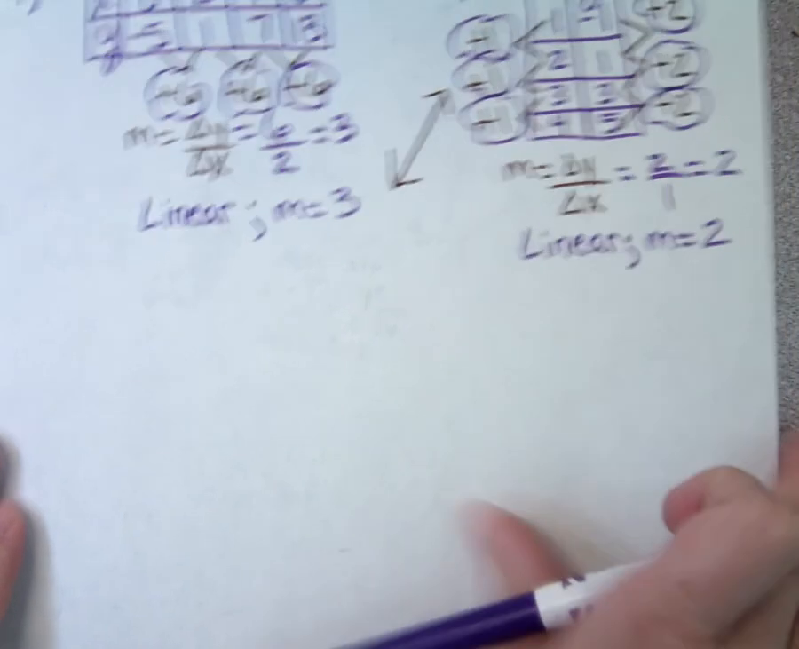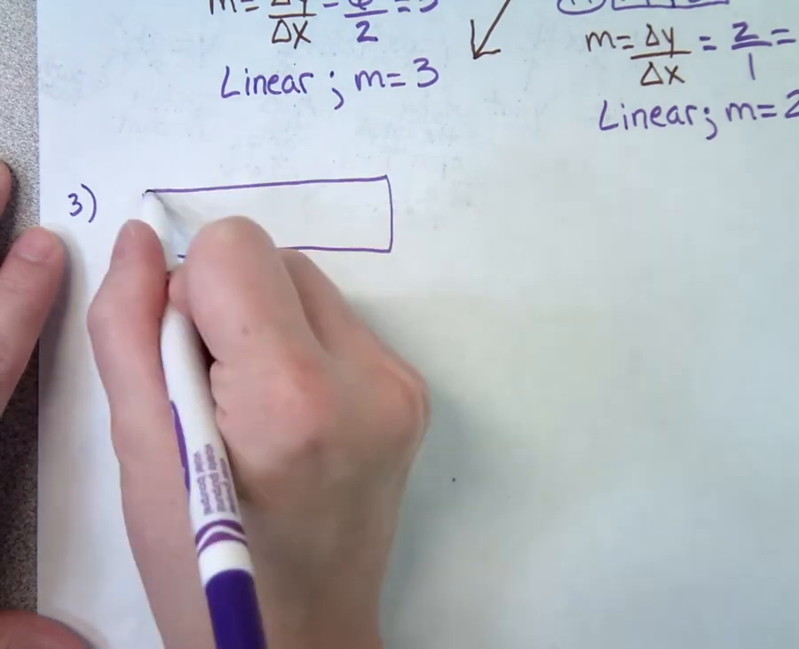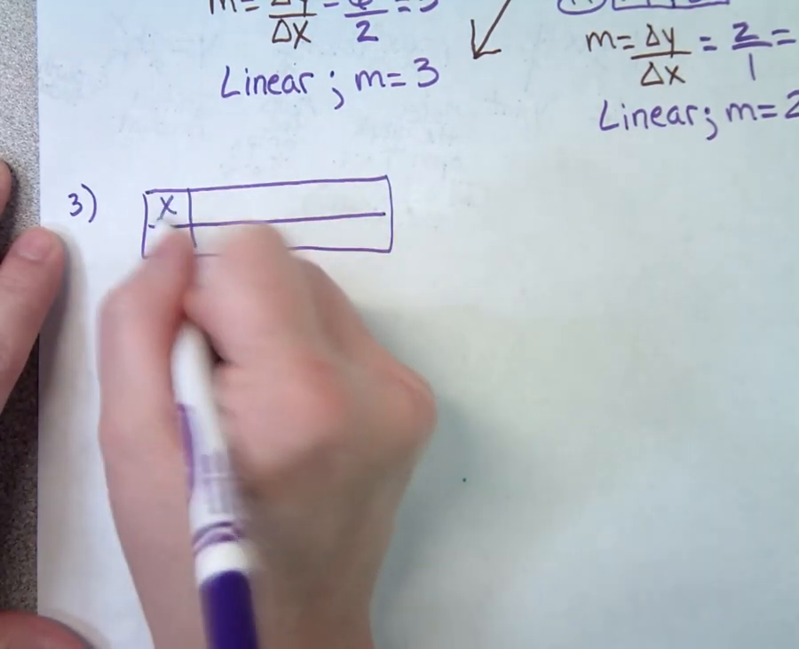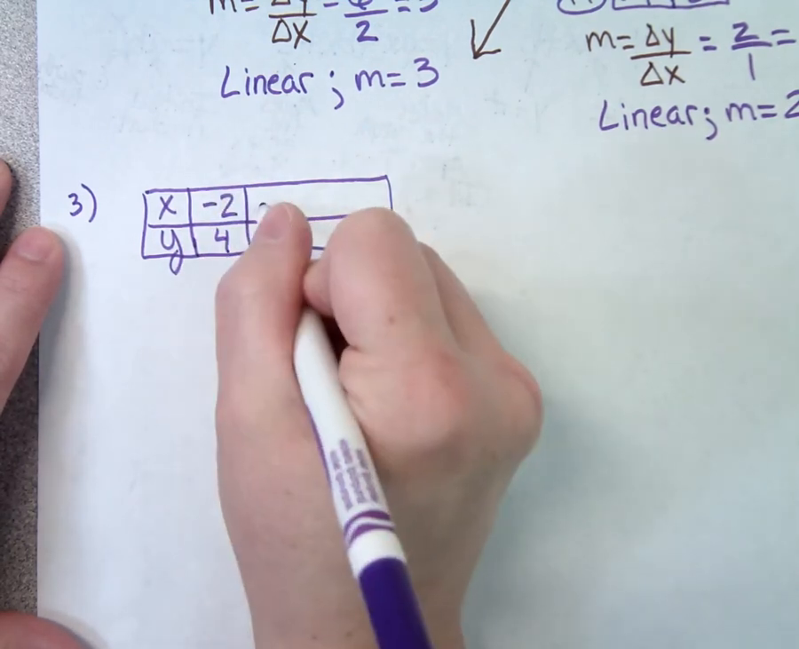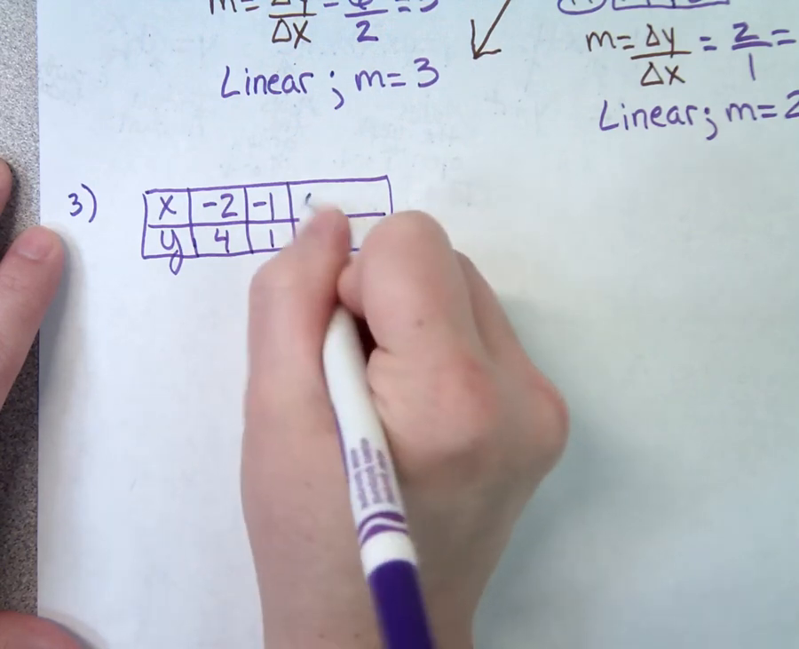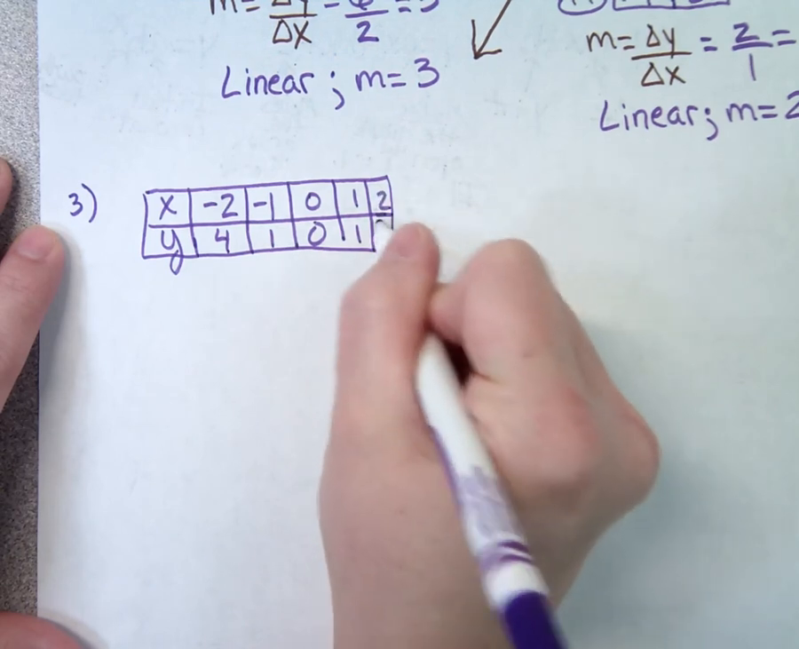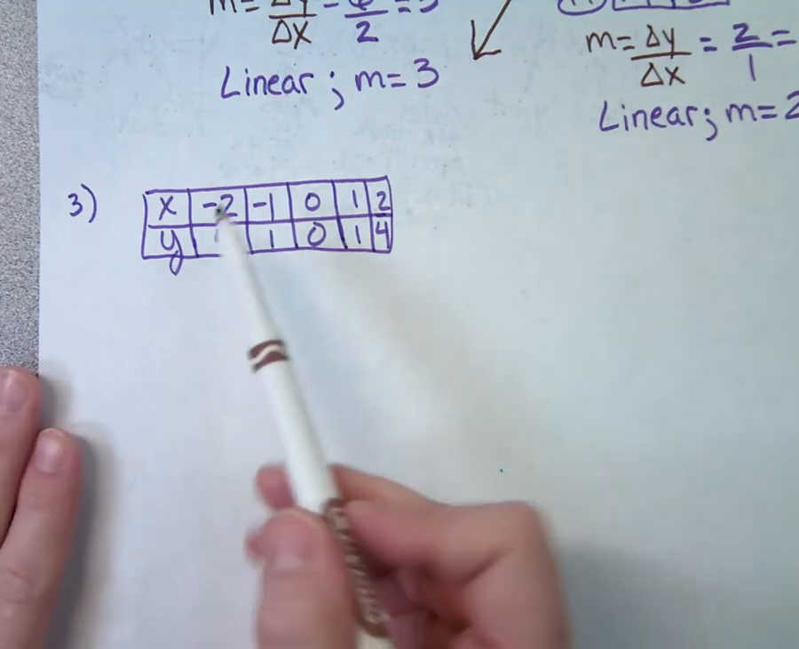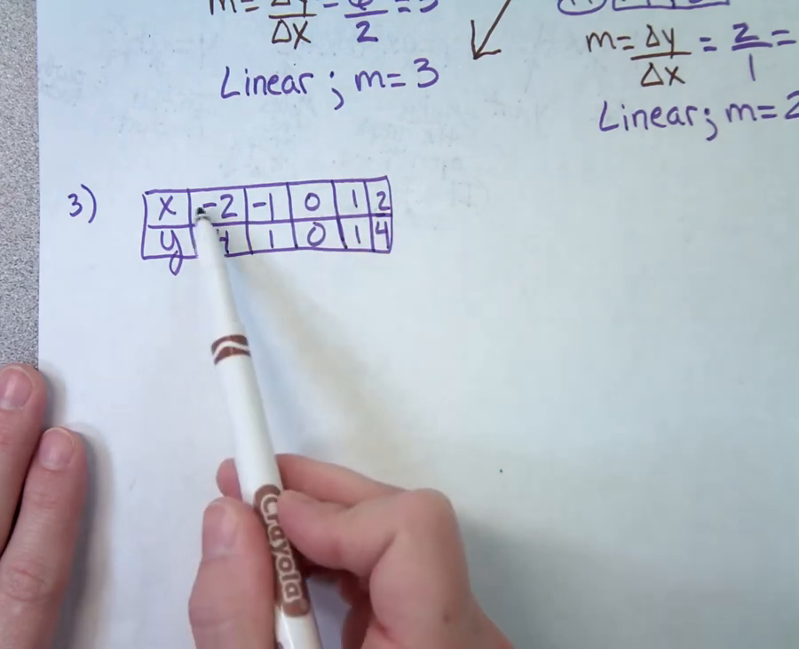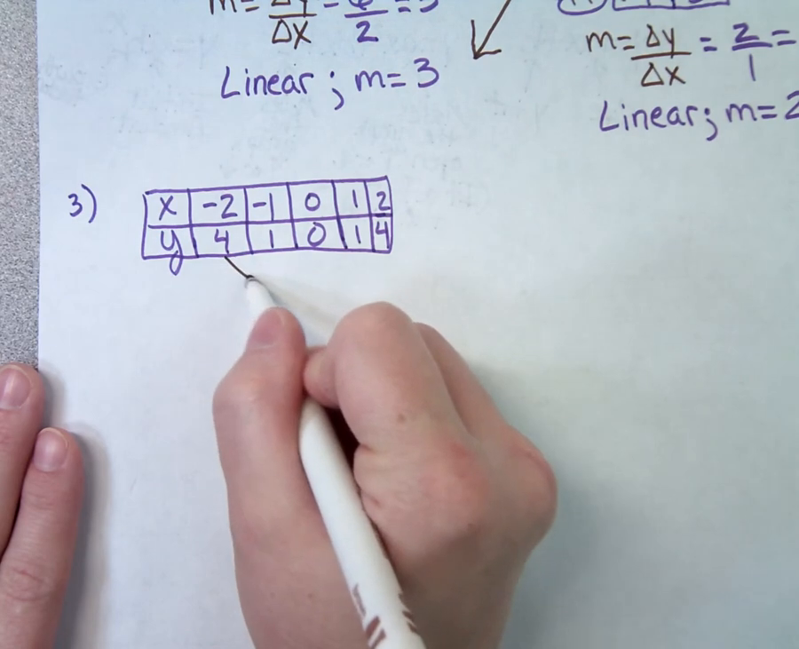Okay, let's build another chart. I'm going to take this one back to being horizontal. So x, y: -2, 4; -1, 1; 0, 0; 1, 1. Oh, let's squeeze in another one: 2, 4. Okay, so let's take a moment and look to see, do our x's go up by 1 every time? Yep, the x's go up by 1 every time, so I'm just going to find my first differences.